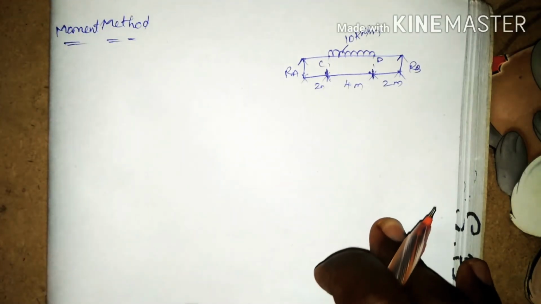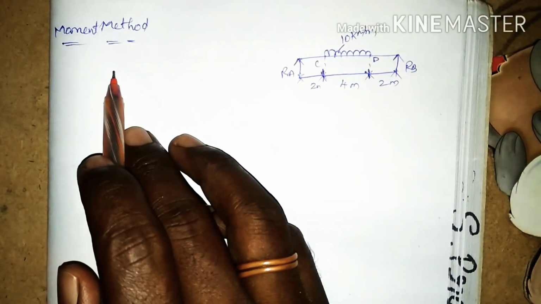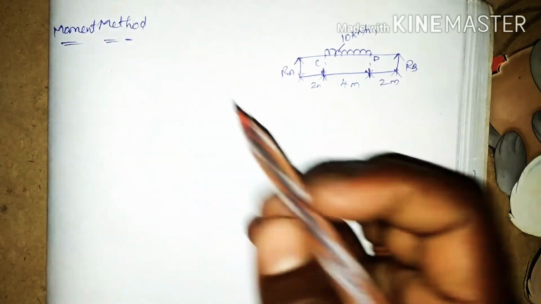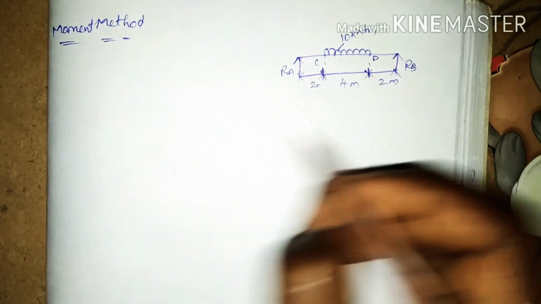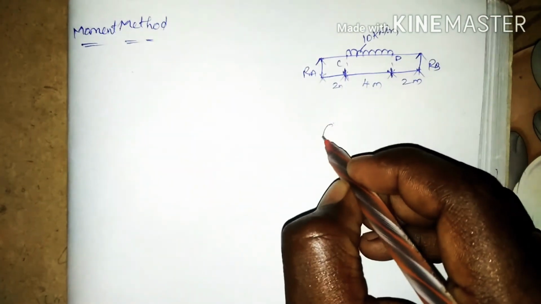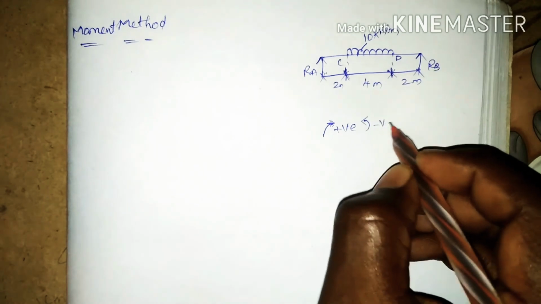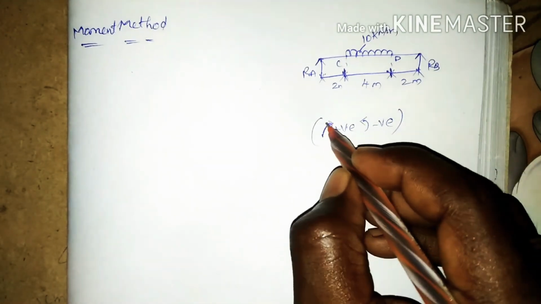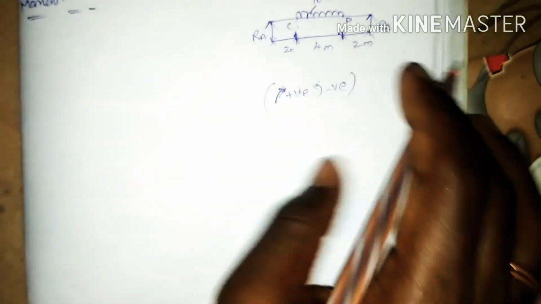While finding the individual reactions, we are using the moment method. For this moment method, we are going to use sign conventions: clockwise as positive, anti-clockwise as negative. Clockwise as positive, anti-clockwise as negative.